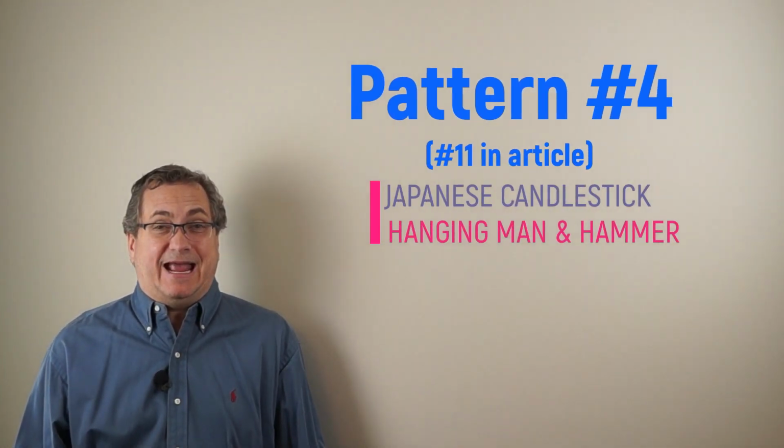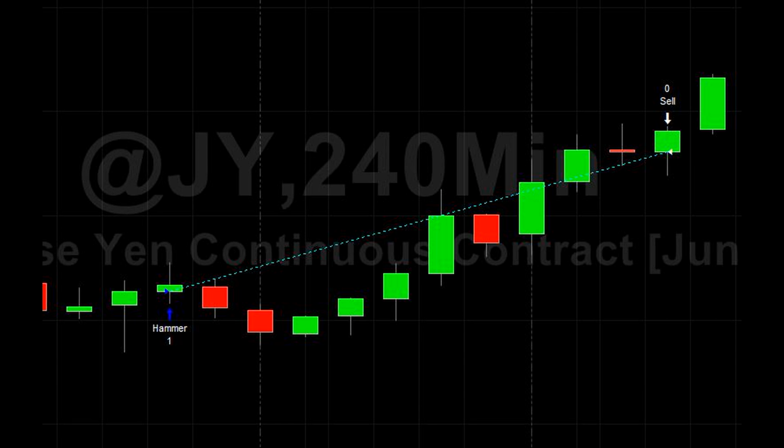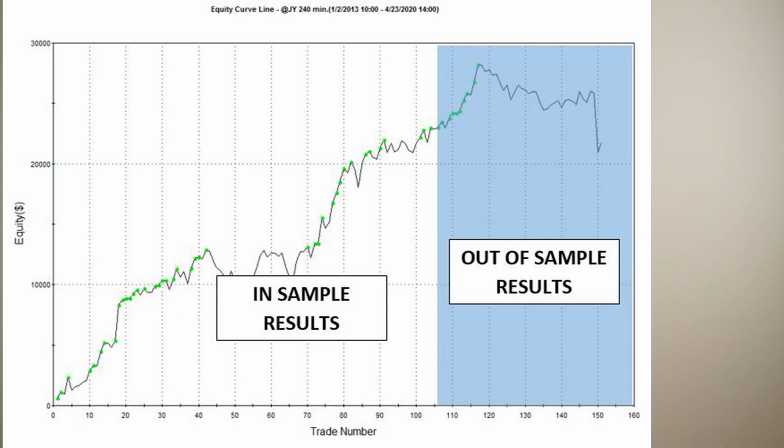The fourth price action pattern is another Japanese candlestick. It's the hanging man. Here's some sample trades for it. And here's a sample equity curve using that pattern.